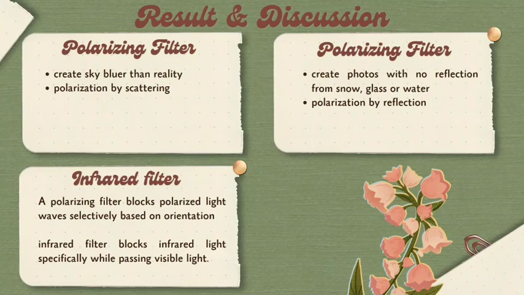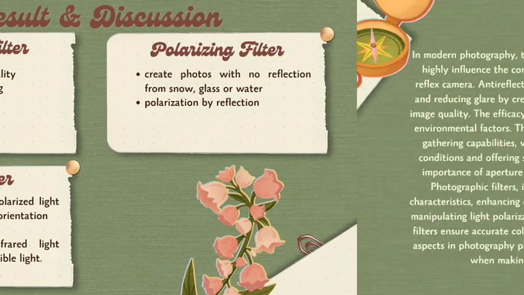Besides, a polarizing filter can produce photos with no reflection from snow, glass, or water through polarization by reflection. An infrared filter does not work on the same principle as a polarizing filter. A polarizing filter blocks polarized light waves selectively depending on the orientation, while an infrared filter prevents infrared light specifically while allowing visible light to pass through.